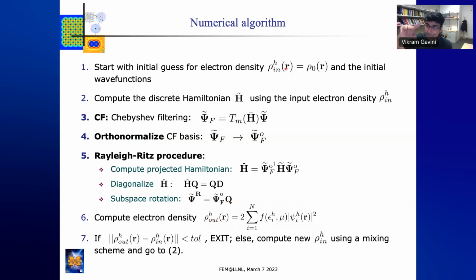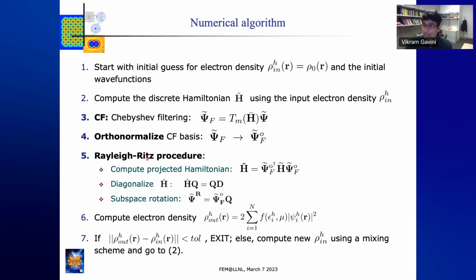Otherwise, we have to do this fixed point iteration, which is achieved through some mixing schemes of the electron density. So that's the overall algorithm. But if we look at the computationally most intensive steps in this whole numerical algorithm, that would be these three steps. So the Chebyshev filtering scales as order mn, where m is the number of finite element basis functions and n is the number of electrons.